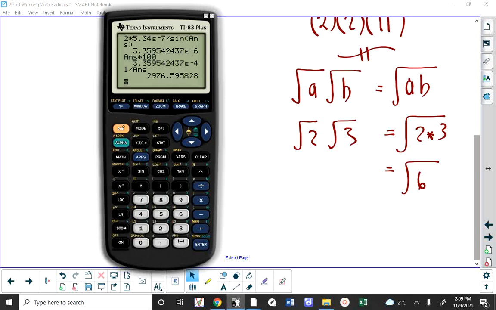If I take the square root of 2, close the brackets on it, and multiply by the square root of 3, close the brackets, I get this number. If I take the square root, on the other hand, of 6, I get the same number. I'm allowed to multiply radicands if I'm multiplying radicals. And that means the opposite is true.